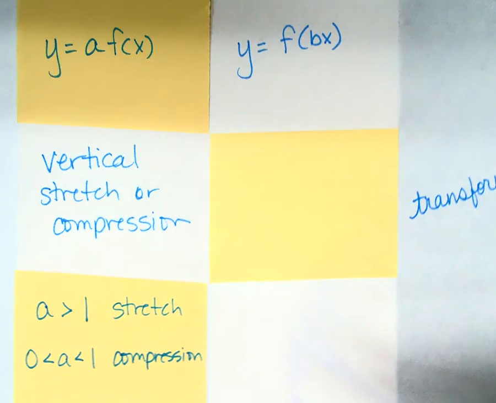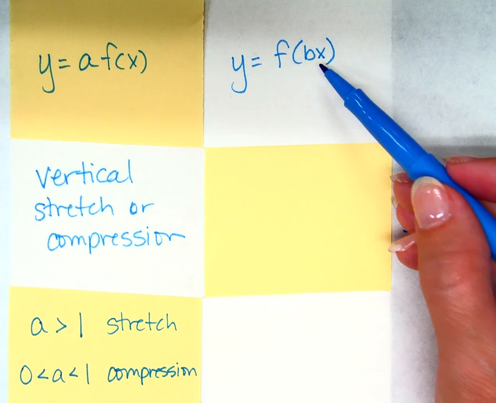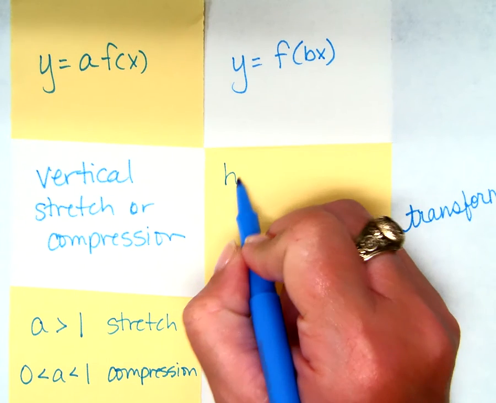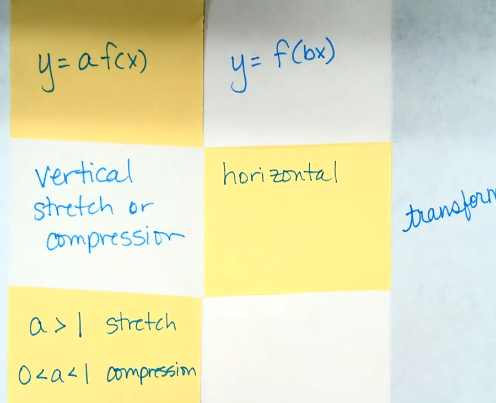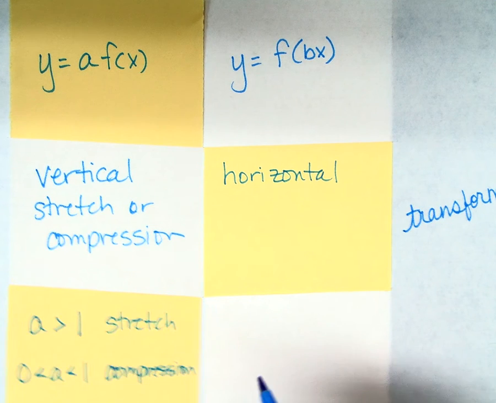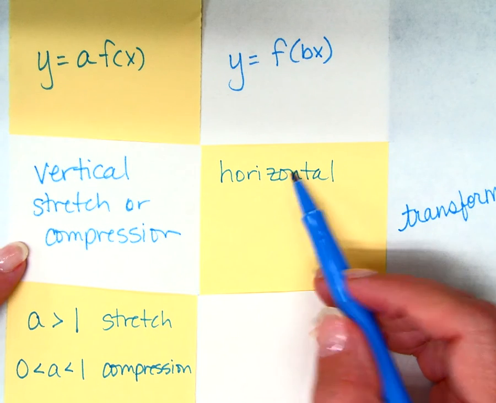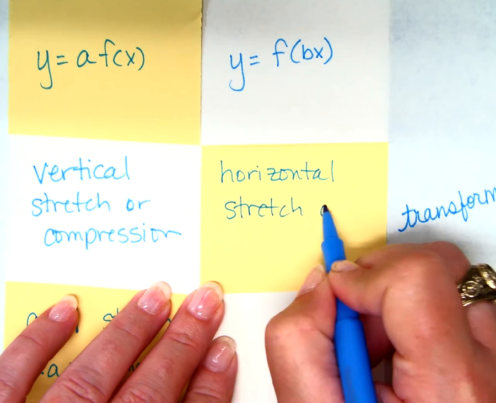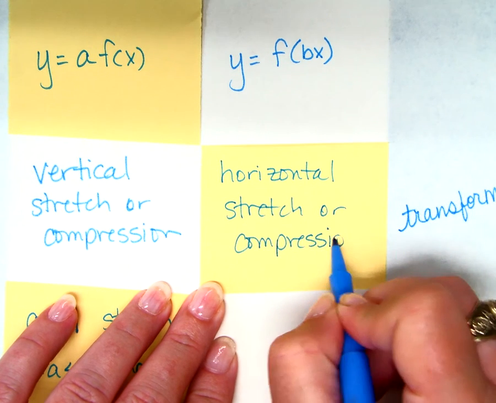Look at b. You said b was inside? Yeah? What kind of change is that going to cause? Horizontal. But because it's a multiplier, what kind of change is it going to cause? A horizontal what? Stretch or compression.